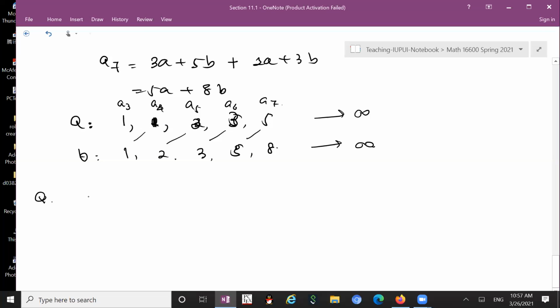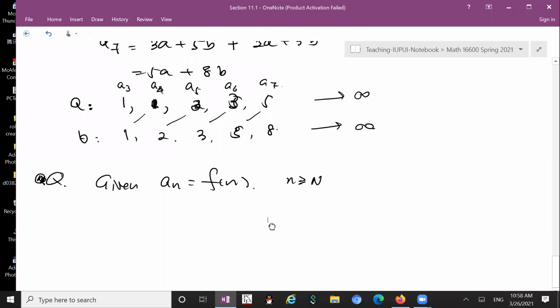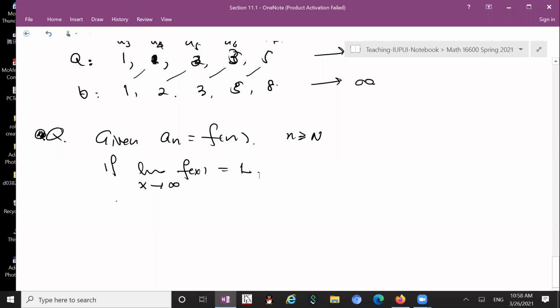Now, some sequences are given by a function, for n greater than or equal to n, where f is a function. Then this is a fact: if we know the limit of f(x) as x approaches infinity is L, then we must have the limit of the sequence also equal to L.